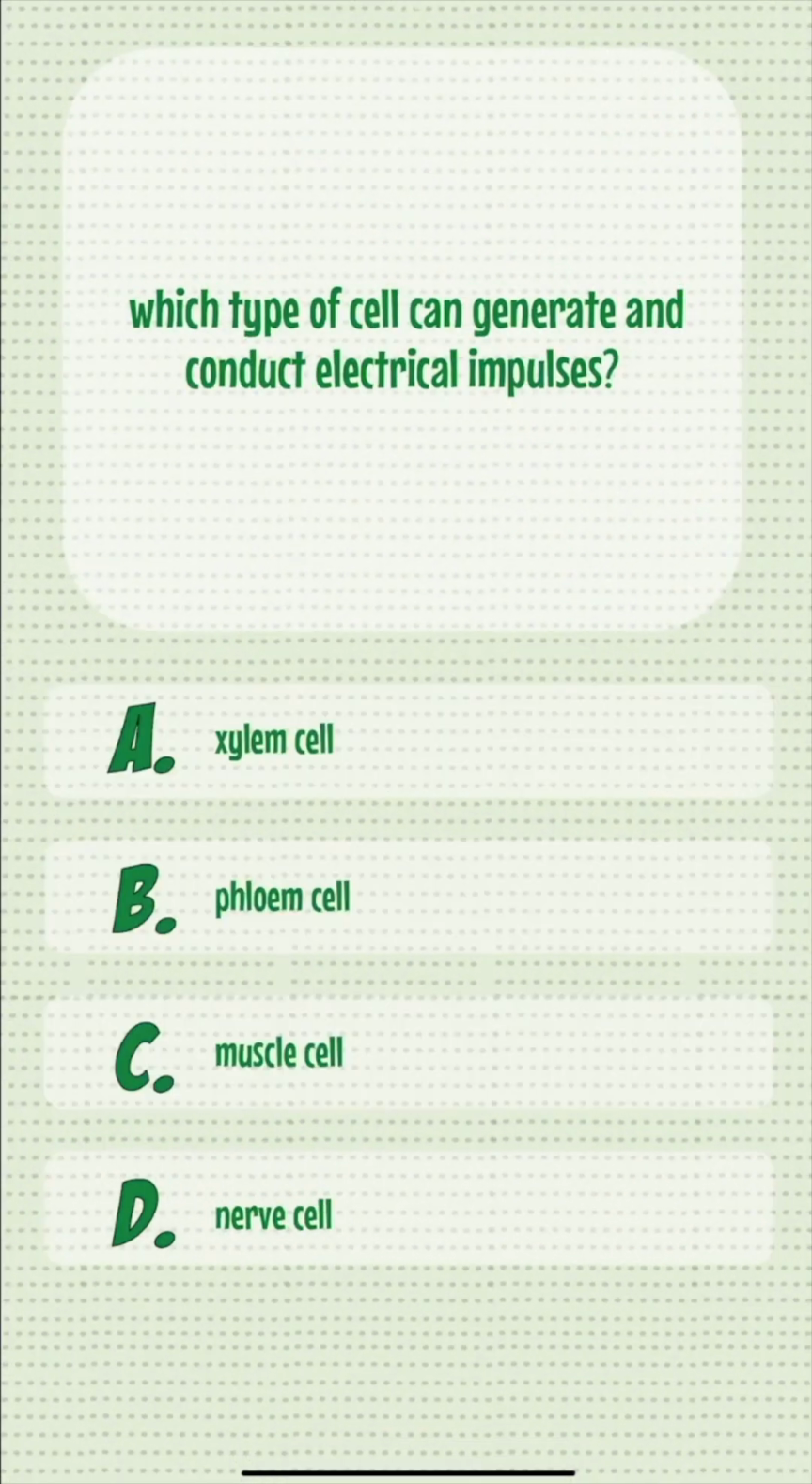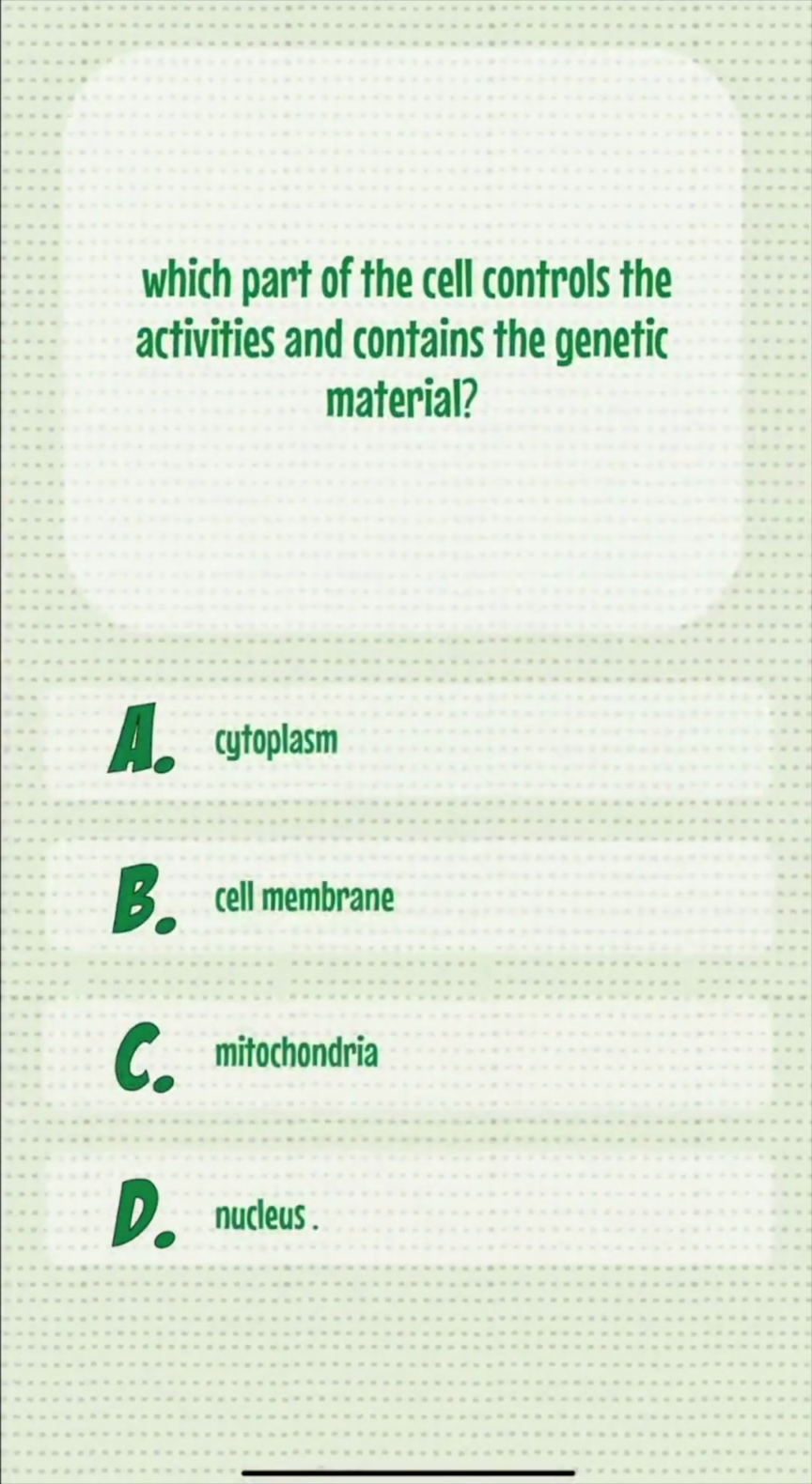Which type of cells can generate and conduct electrical impulses? Again, mentioned this, nerve cells. Good, good, good. Final question: which part of the cell controls the activities and contains genetic material? Easy peasy, I want everyone to answer this. Contains genetic material. So yeah, while you answer this, let me just quickly explain.